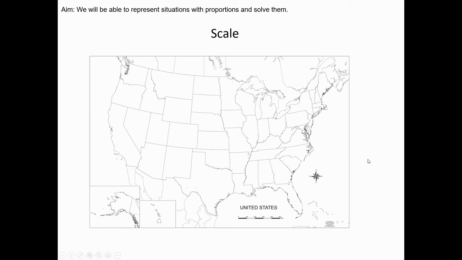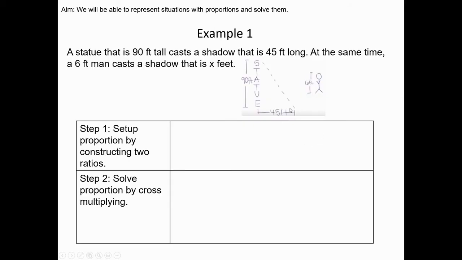So let's see a few examples of how this could be used in situations. Here's an example where the sun is shining down upon a statue and a man. And the problem says a statue that is 90 feet tall casts a shadow that is 45 feet long. At the same time, a 6-foot man casts a shadow that is X feet. And we're obviously going to figure out how long the shadow is.